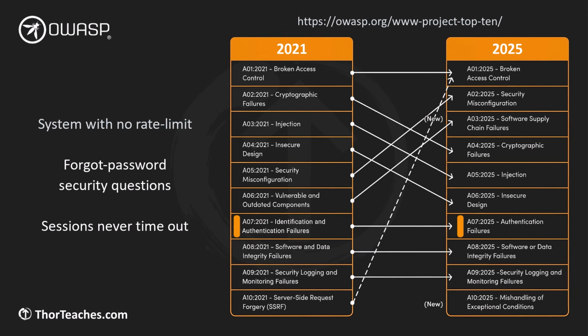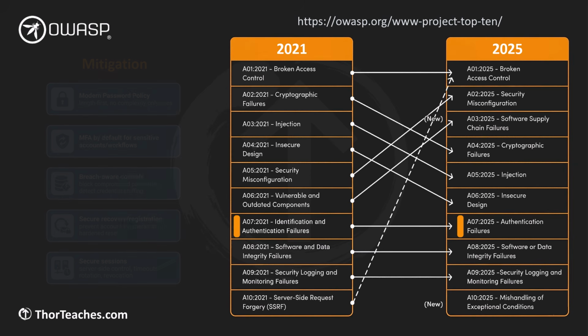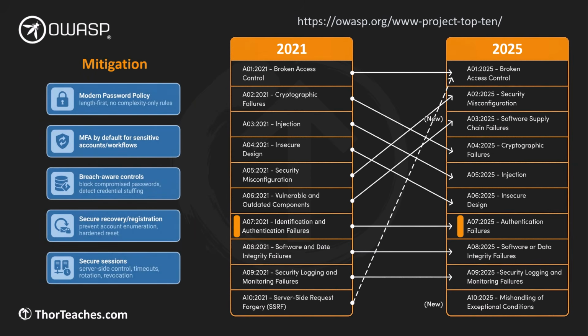Defending against this has a few clear pillars. Strong modern password policies based on current standards, not old complexity myths. Longer is better. Multi-factor authentication by default for anything important where possible. Checks against lists of known breached passwords. No default credentials in production, hardened registration and recovery paths that don't leak which accounts exist, and secure server-side session management with proper timeouts and rotation.